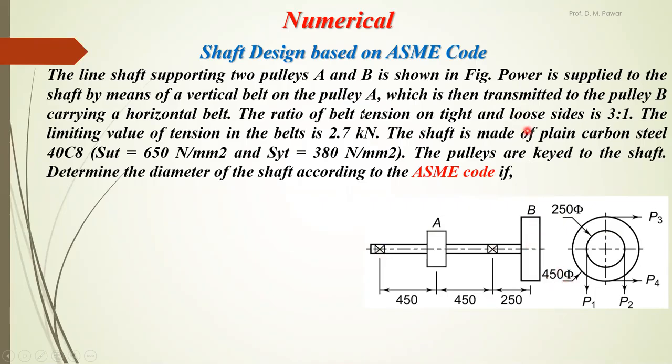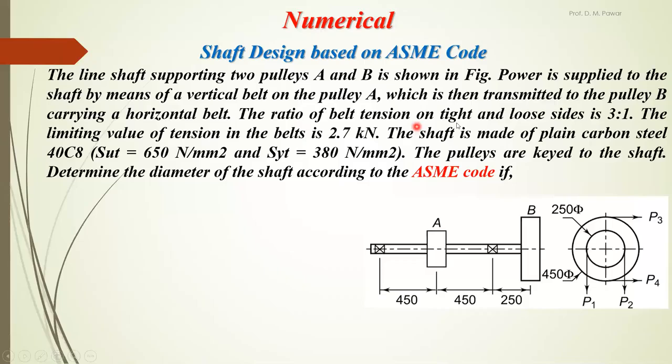The power is supplied to the shaft by means of a vertical belt on pulley A. Power is supplied to pulley A with the help of a belt drive, which is then transmitted to pulley B carrying a horizontal belt. In the side view of this diagram, it is observed that P1 and P2 are the tensions at pulley A, and these are in the vertical direction. At pulley B, P3 and P4 are the tensions, and these are in the horizontal direction.